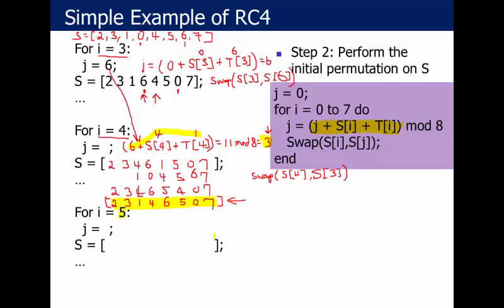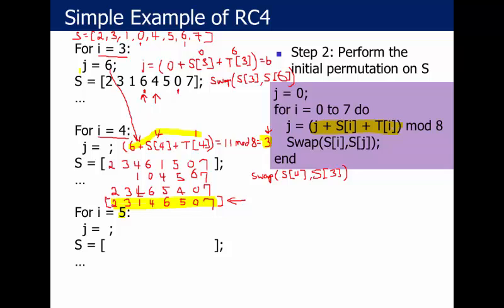Then you need to swap. Look at the algorithm. Once you have I and J, then you need to swap S of I and S of J. I will swap position 5, where 5 is, with position 2, and this will be 2 when I rewrite it.